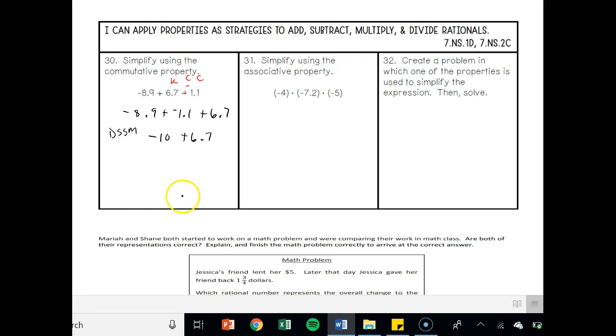In doing so, a negative 8.9 plus a negative 1.1 gives you a negative 10 plus 6.7, and then this is obviously a DSSM problem. So then you get your answer of basically 10 minus 6.7. We know our answer is negative because we have more negatives. And so our answer is 3.3, negative 3.3.